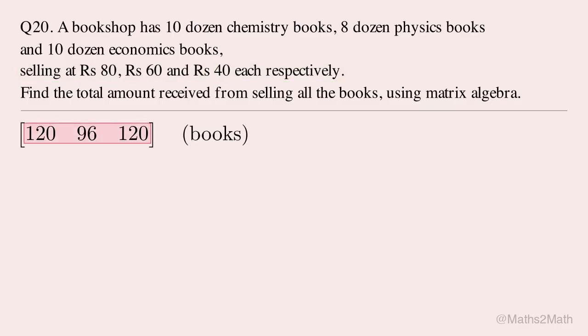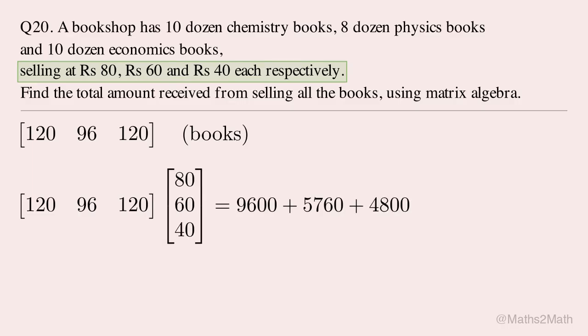Convert dozens to books. 120, 96, and 120 copies. Multiply by the price column. The total is 20,160 rupees.